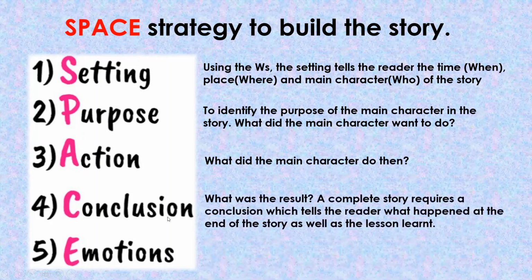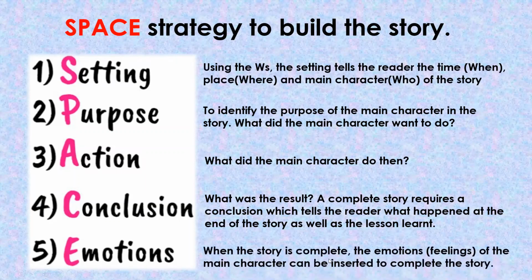And then comes the conclusion. Conclusion means the resolution. What was the result? A complete story requires a conclusion which tells the reader what happened at the end of the story as well as the lesson learned. So conclusion involves the solution of the problem, the resolution, and what is the lesson learned from the story. And the last part is the emotions. So when the story is complete, the emotions of the main character can be inserted to complete the story.